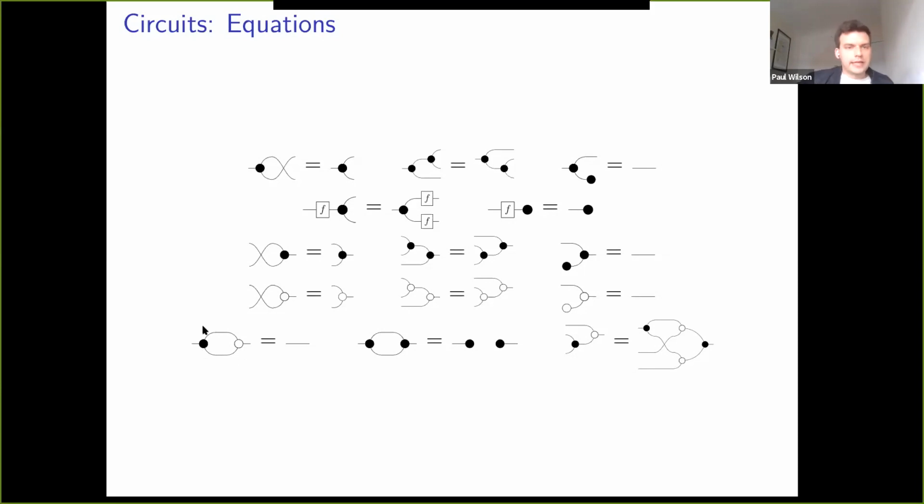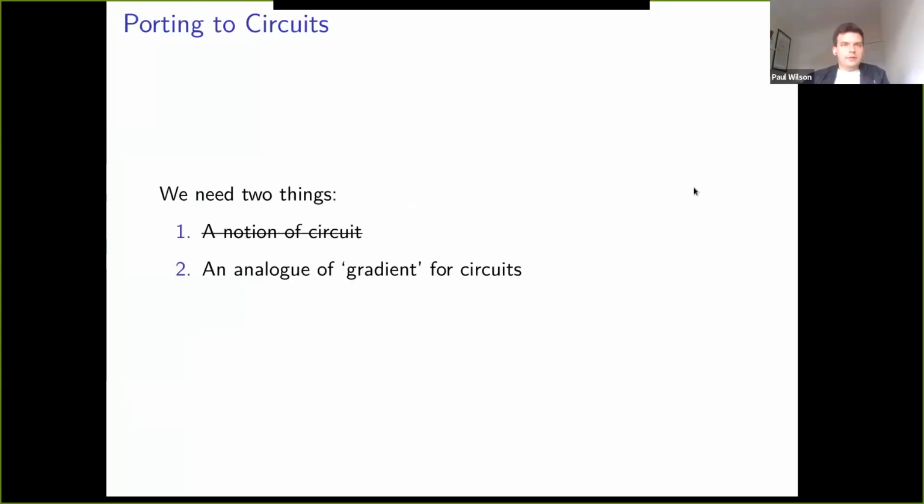And in particular, this one here is saying basically x squared equals x. So if we have an input x and we multiply it by itself, then we might as well have just left the input as is. And this is going to be kind of important in a minute, so that's why I'm going over that. Great, so we've got some notion of circuits.